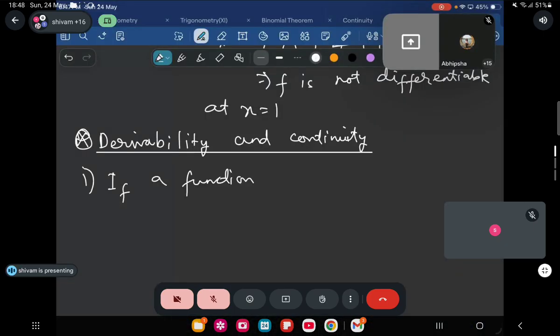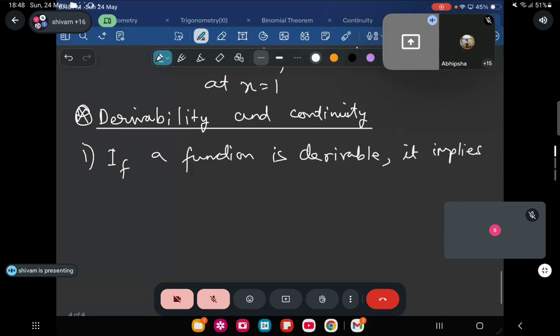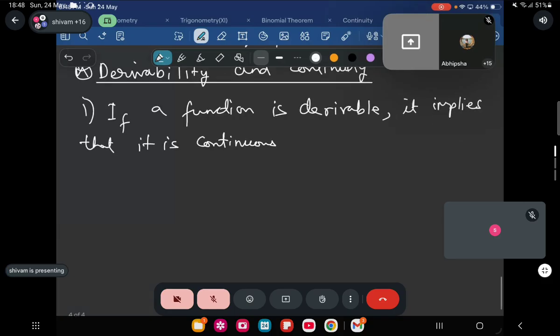So if a function is derivable, it implies that it is continuous. Whenever a function is derivable, it implies that it is continuous. Okay. Let us see the proof.